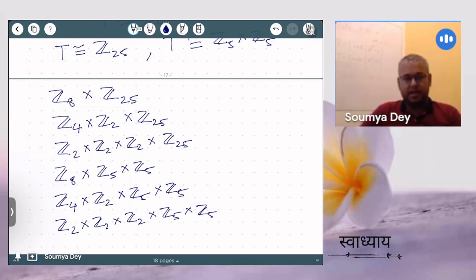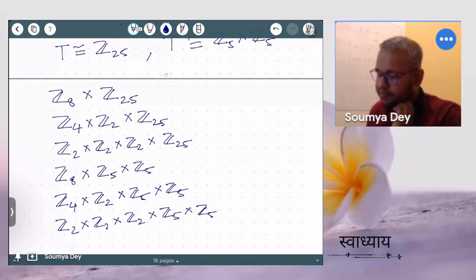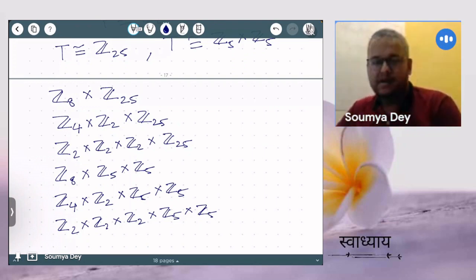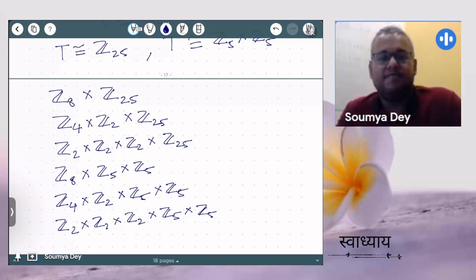No other possibility. These are the 6 different finite abelian groups of order 200. That's what we are getting. Instead of 200, you can take 300, 400, any integer you can take, and you can try to come up with all possibilities.